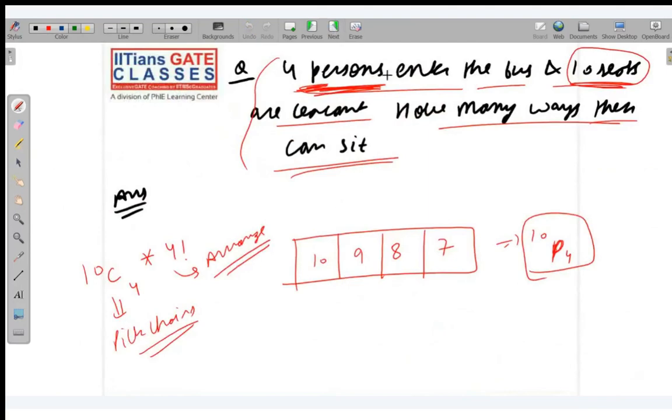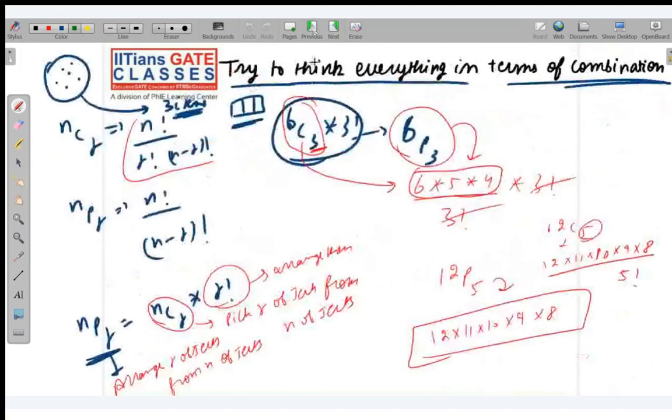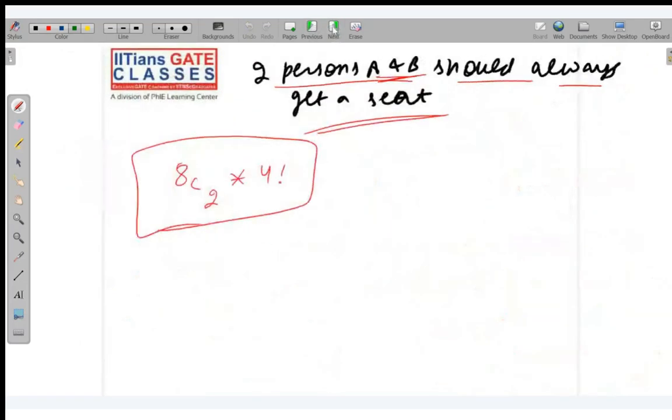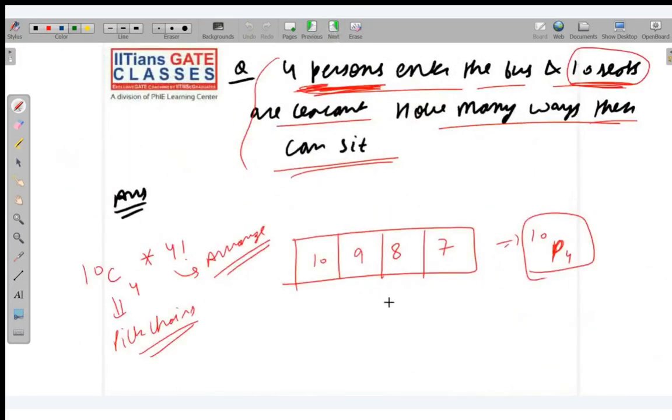So those who are by-hearting these things, that above we have to write persons and below we have to write chair, they will say like this: above we have to write persons, below you have to write chair. So they will write 4P10. This is clearly a meaningless thing. From the 4 objects we want to pick 10 objects. That is impossible.